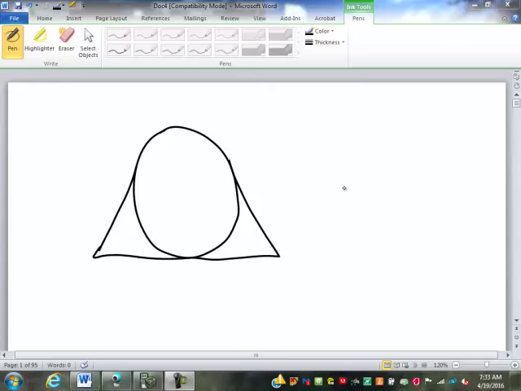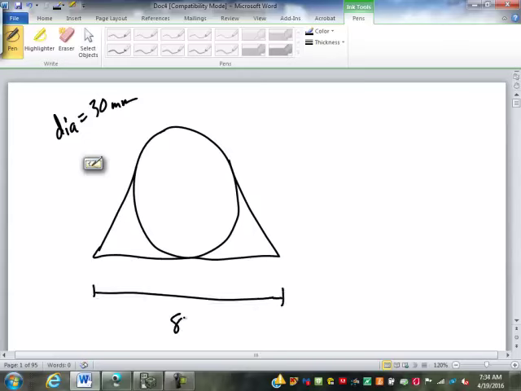Let's go over this one from yesterday then. I'm looking at this. What was our diameter? 30 millimeters. And what was this length across here? 80. So this one's relatively straightforward.